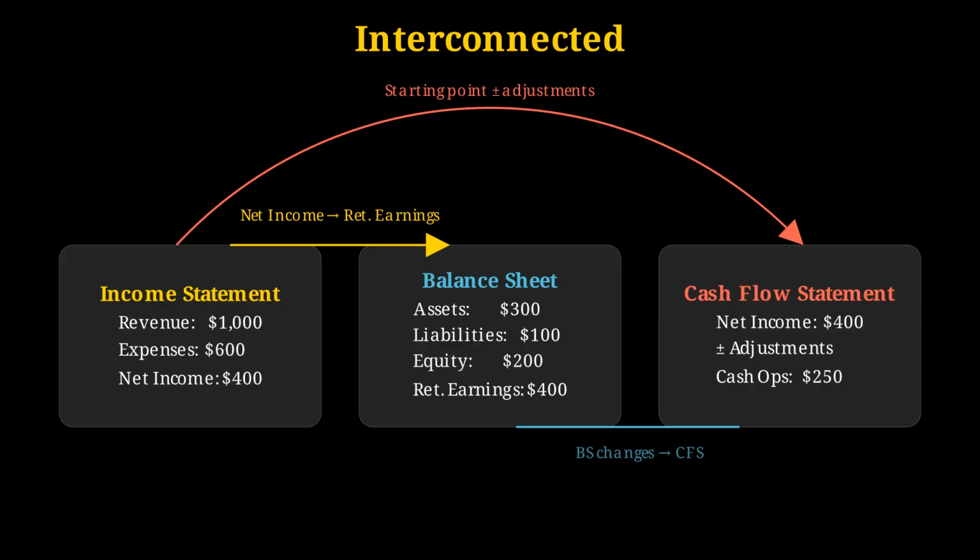Changes in balance sheet accounts also affect the cash flow statement. If inventory increases, that is a cash outflow, the company spent cash to buy inventory. If accounts receivable increases, that is a cash outflow, the company made sales but has not collected cash yet. The 3 statements are pieces of one puzzle. You need all 3 to see the full picture.